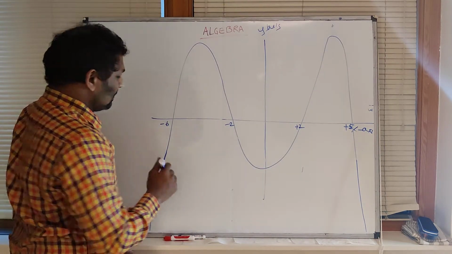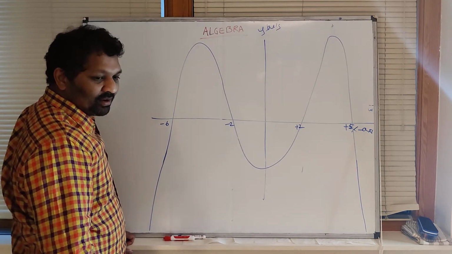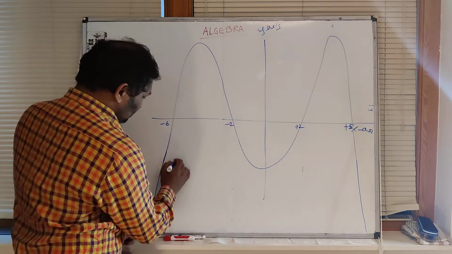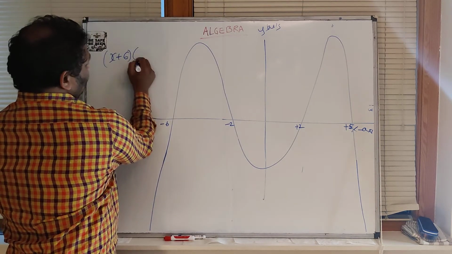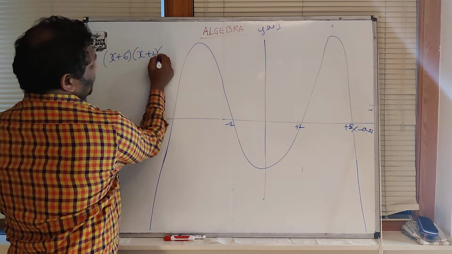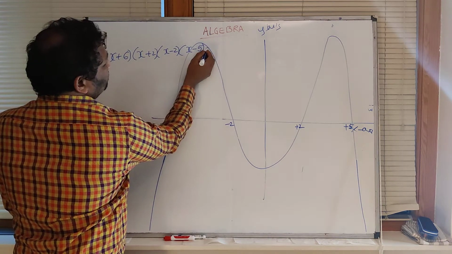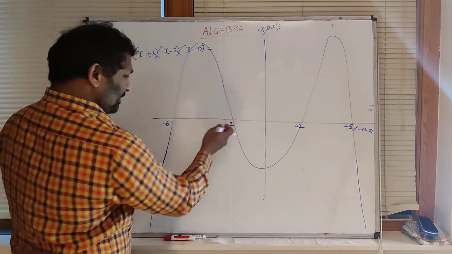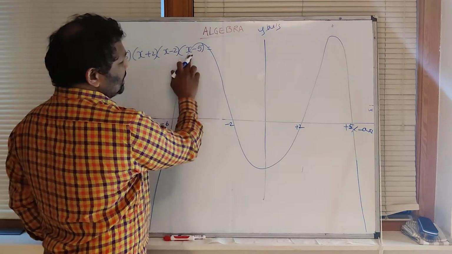Factors are x plus 6, x plus 2, x minus 2, x minus 5. What are the factors? x plus 6 is one factor, x plus 2 is another factor, x minus 2 is another. It's like the additive inverse. You need to put the additive inverse next to the x.